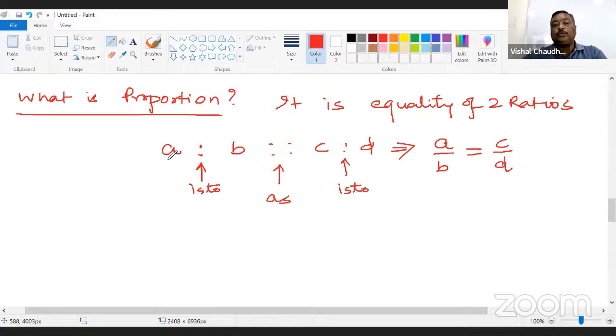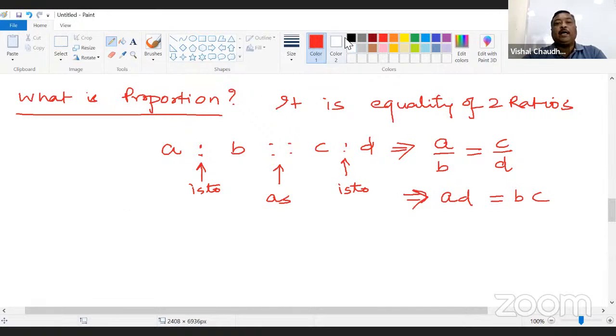The relation which A has with B is the same as the relation which C has with D. Now when we say this, what we get? We get, on cross multiplying, AD is equal to BC.